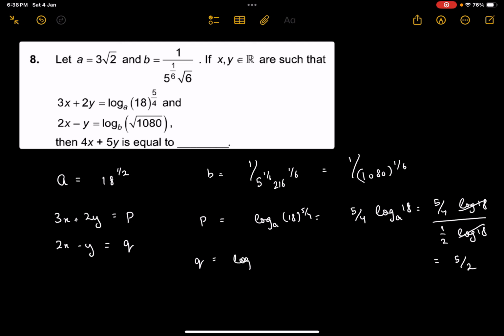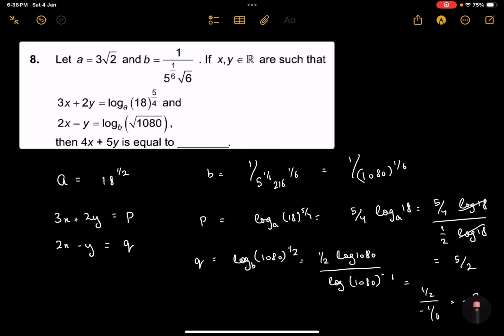Q is log base b of 1080 to the power of half, which is half log 1080 upon log b. Log b is log 1080 to the power of minus 1 by 6, which is equals to 1 by 2 upon minus 1 by 6, which is equals to minus 3. Because minus 1 by 6 comes out, this gets cancelled, we are left with minus 3. So p is equals to 5 by 2, q is equals to minus 3.